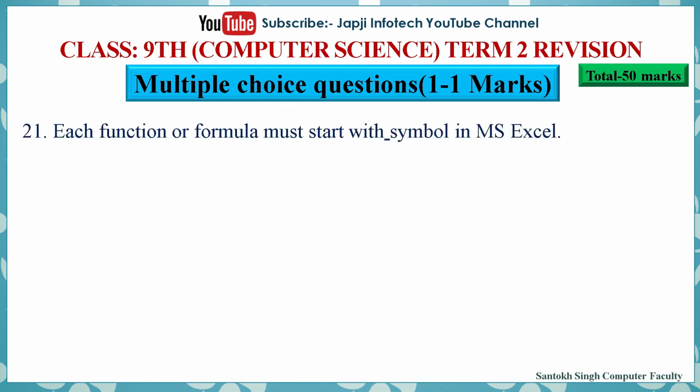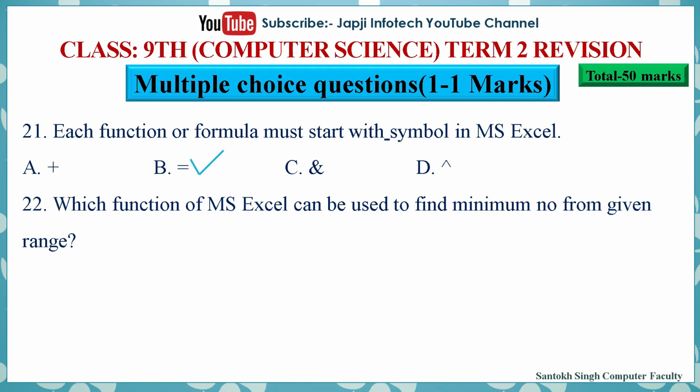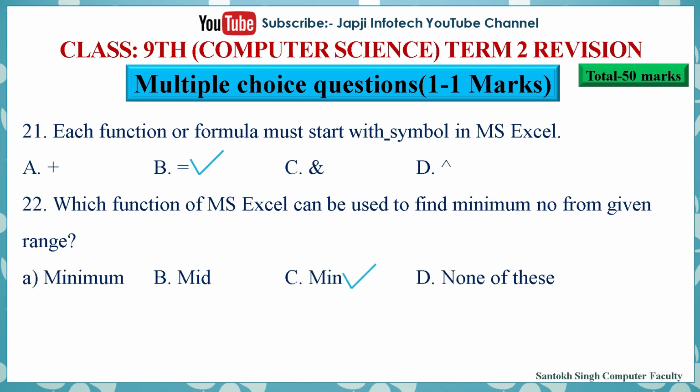And 21st one is each function or formula must start with dash symbol in MS Excel, and their options are plus, equal to, ampersand, and the last one is caret. And the right answer is each function or formula must start with equal to symbol in MS Excel. And 22nd one is which function of MS Excel can be used to find minimum number from given range, and their options are minimum, mid, min, or none of these. And the right answer is min function of MS Excel can be used to find minimum number from given range.